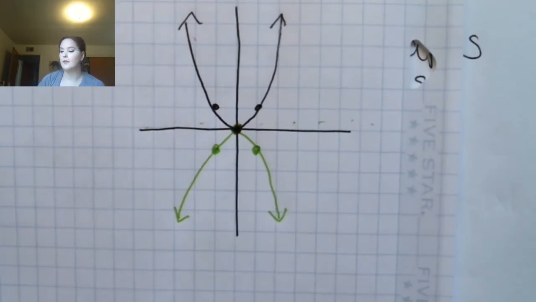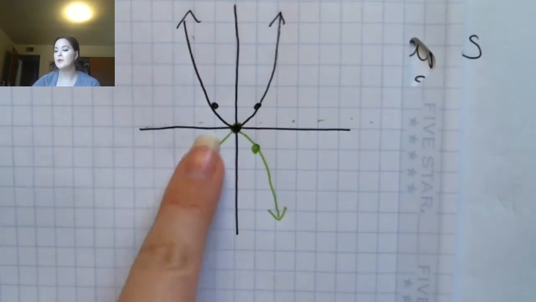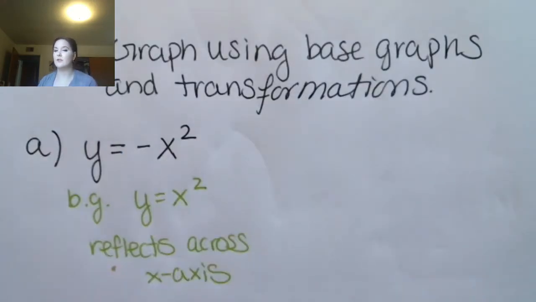Okay, so we've seen this example of reflection before, but just a reminder of how to graph that using the transformations. So let's look at another example of graphing using reflection.